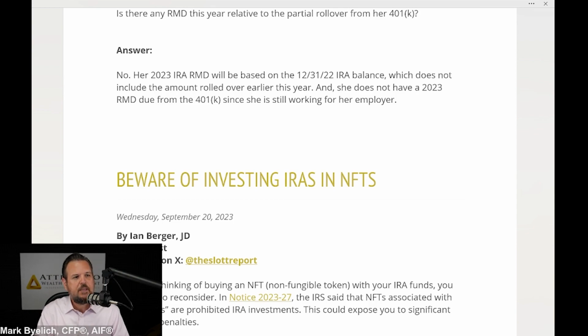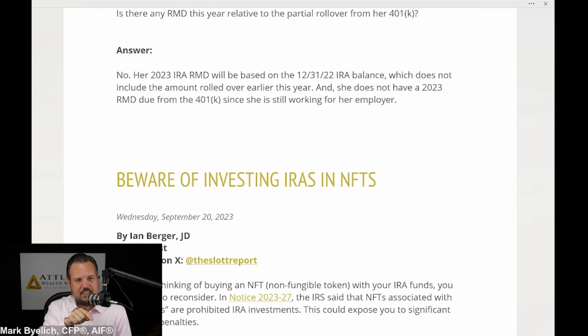So that's a correct answer, but I think there could have been some more discussion around that, because the person getting this answer might assume that even though she's rolled a portion of her 401k to her IRA, she's not subject to RMDs in that IRA. But that's not true.